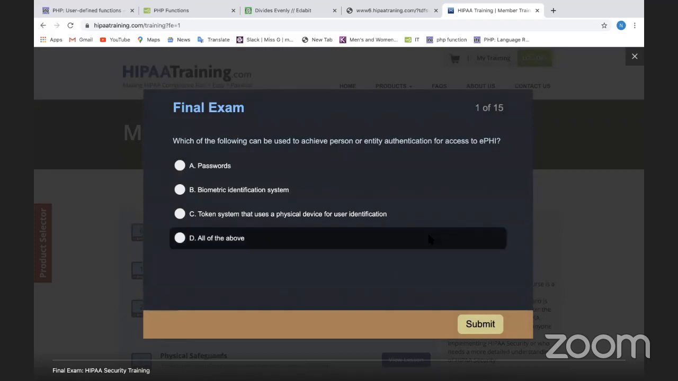Bo'ldi. Hamma ko'ryaptimi? Ha. Which of the following can be used to achieve person or entity authentication for access to ePHI?